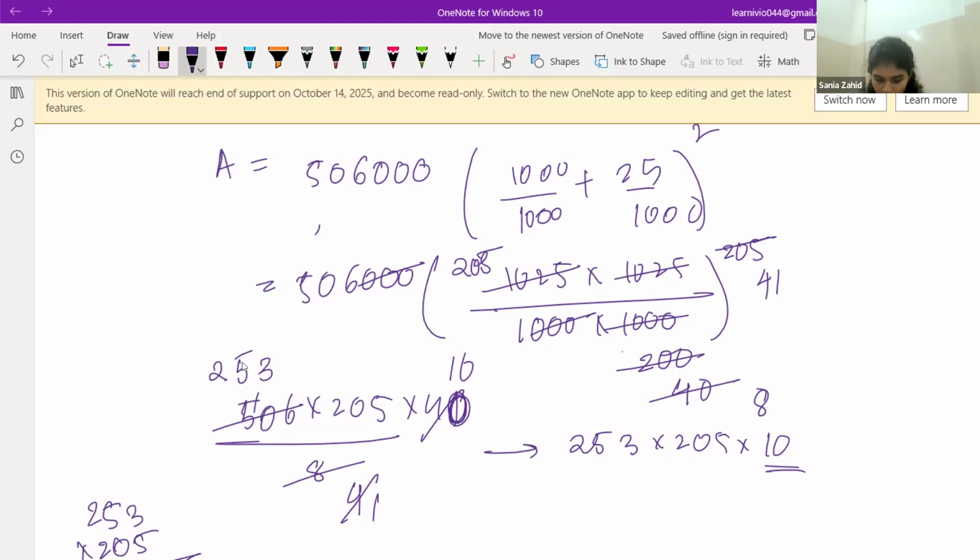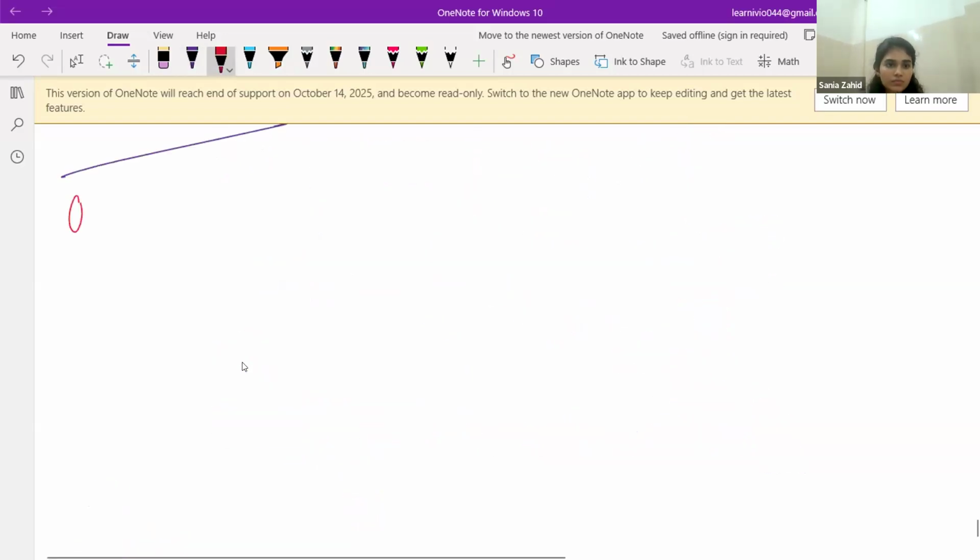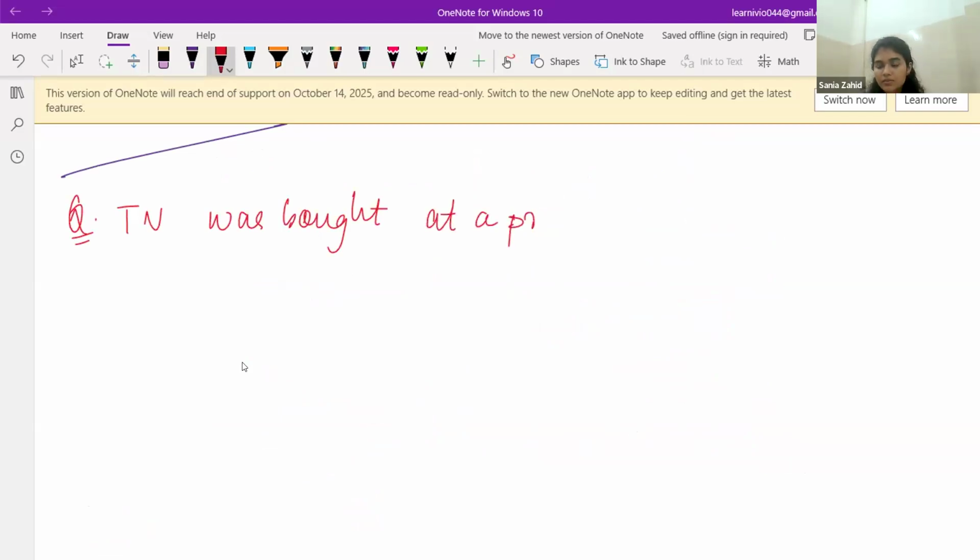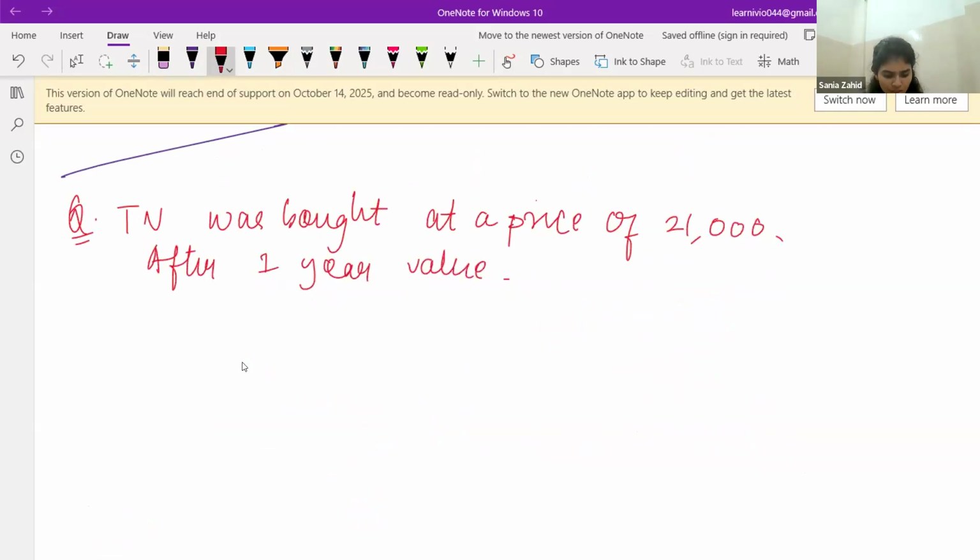Now I will just give you one more question. A TV was bought at a price of 21,000. After 1 year, the value depreciated by 5%. Find the value.